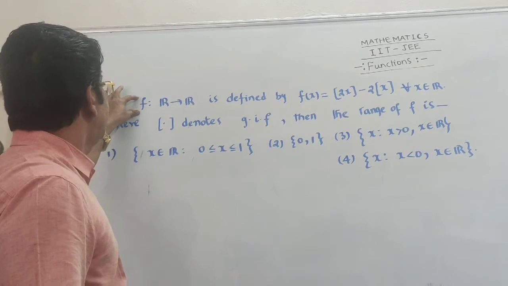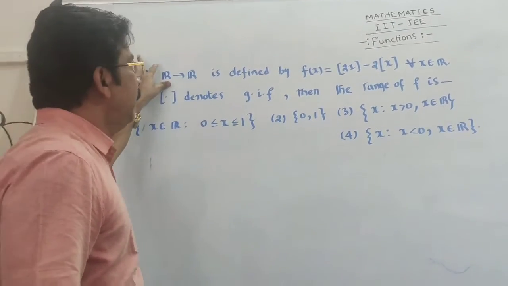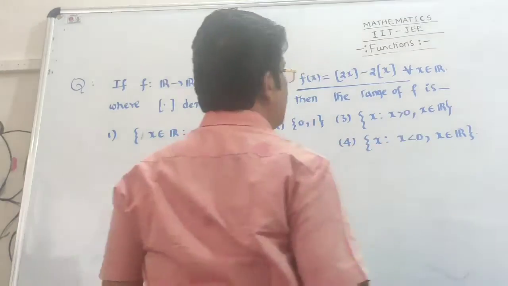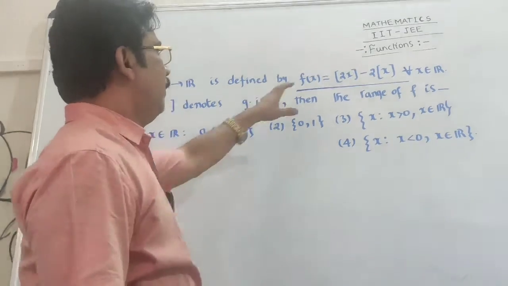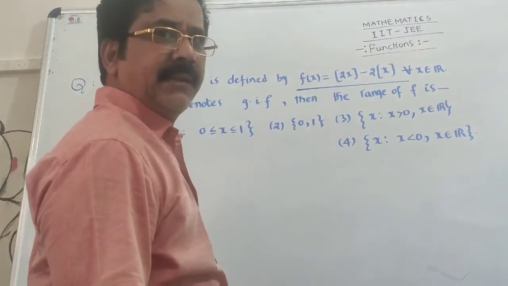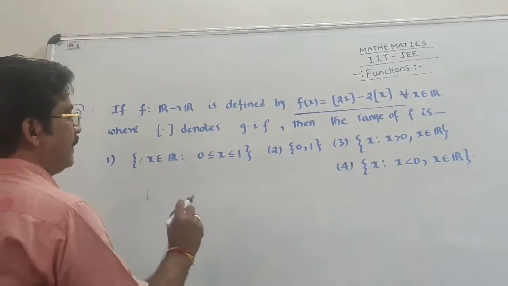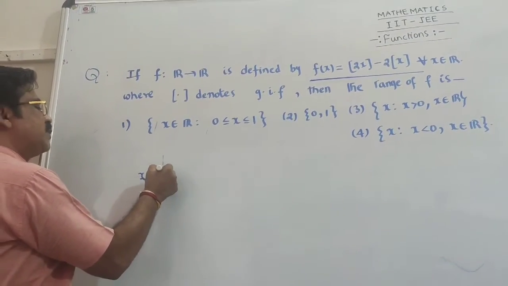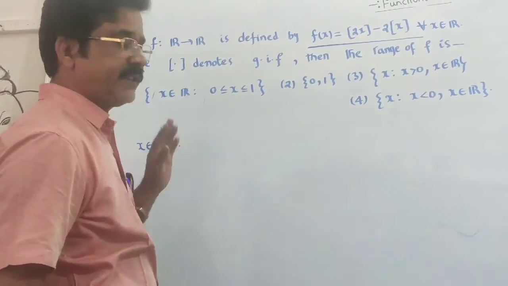The function f, its domain and codomain are the same, capital R, and defined as f of x equal to floor of 2x minus 2 into floor of x. Then what is the range of f of x? This kind of question is also important. Here first we take x that belongs to Z plus. I am taking a positive integer.